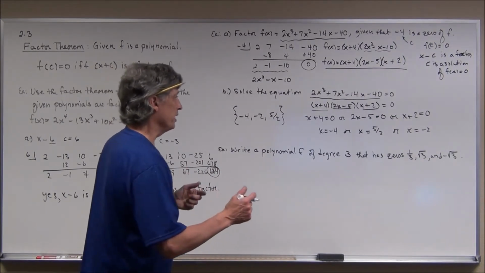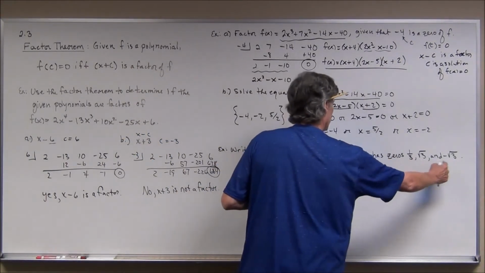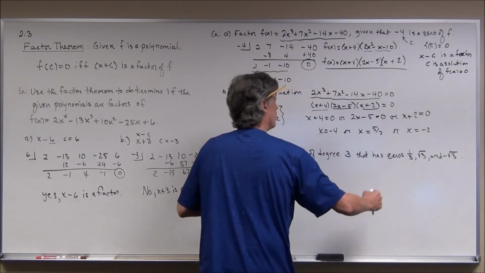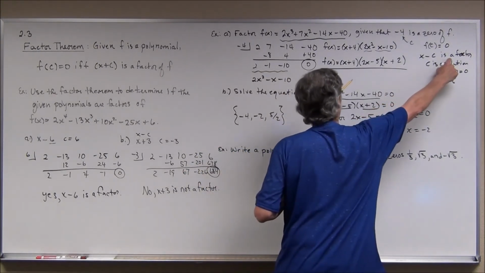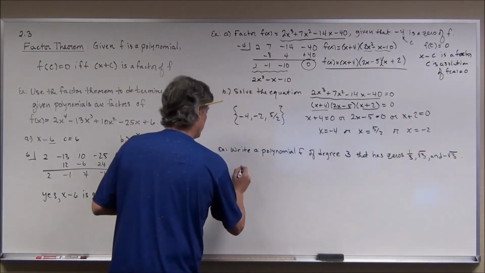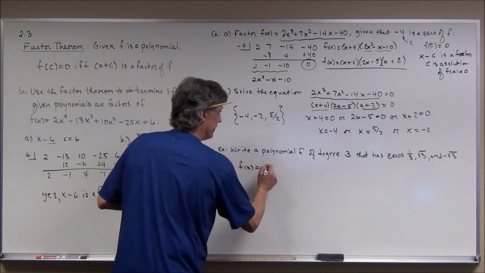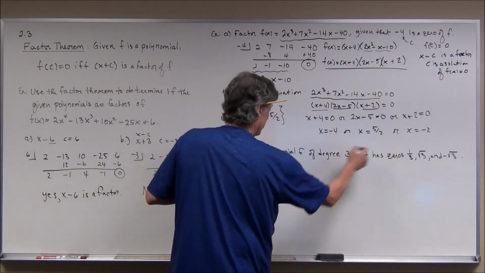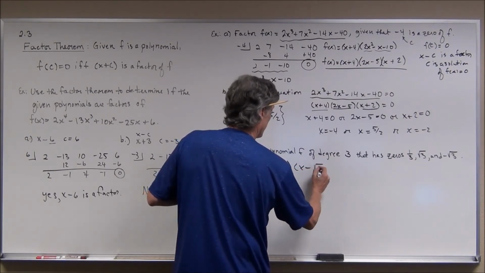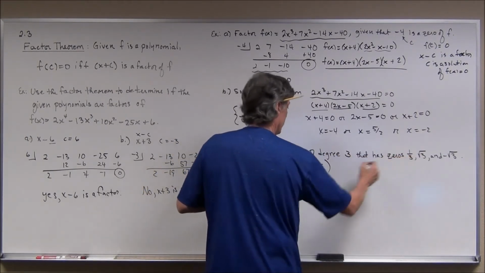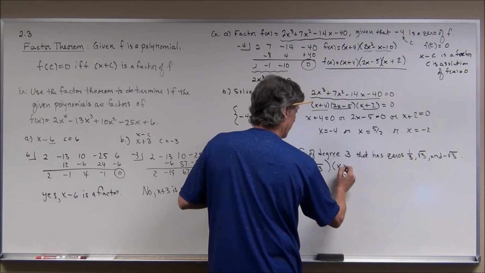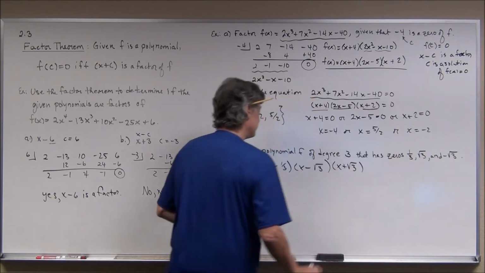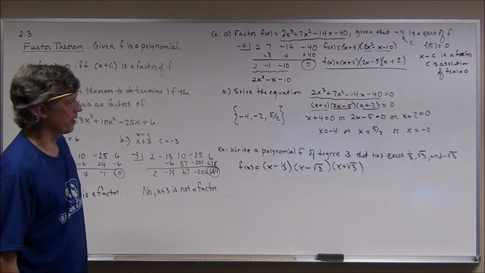So what you have to think of is, if these are zeros, these are also the c values for these factors. So my function f of x would be equal to x minus 1/3, x minus the square root of 3, x minus a negative, or plus, the square root of 3. And they would want you to multiply that out together.